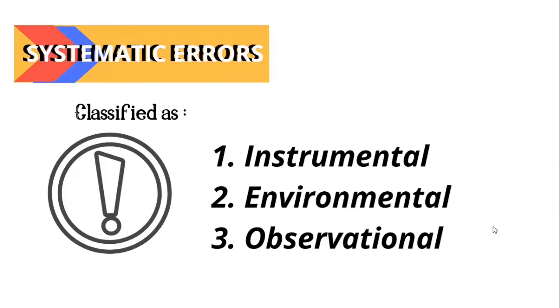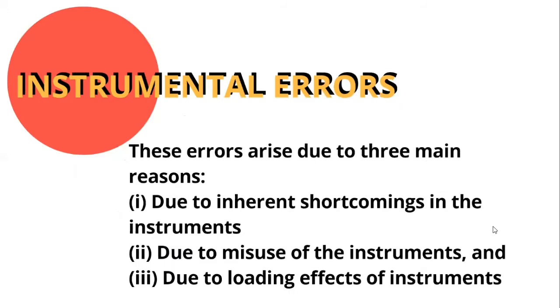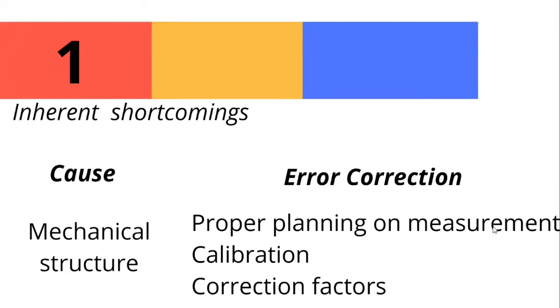So I will give a classical example, but before that, instrumental errors. There are again three main reasons why this instrumental error takes place. First reason is the inherent shortcomings in the instrument. I'll tell what that is in the next slide. Then the second reason is misuse of the instrument, and the third reason is the loading effect of the instrument. Remember the loading effect that we discussed a few minutes ago. So, inherent shortcomings.